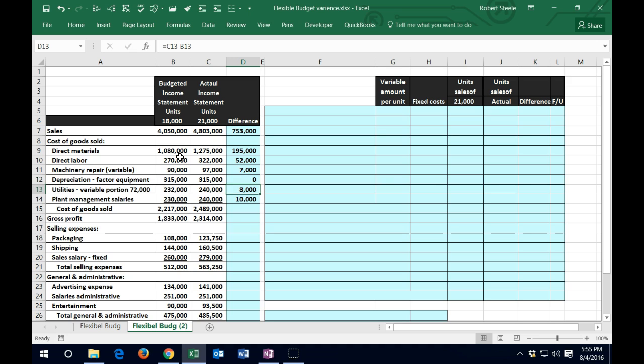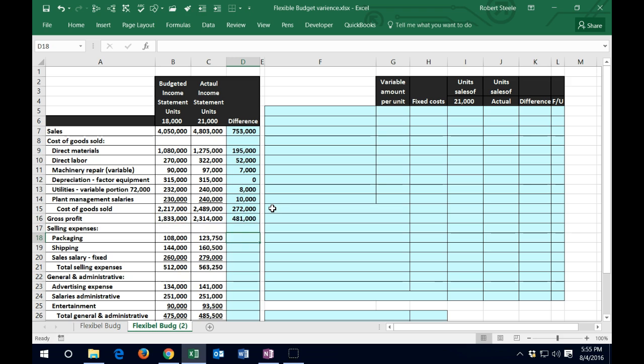Utilities has a variable portion. The plant management salaries should be fixed. So notice that one's different, even though it is a fixed salary. That's a little bit unusual. We've got the 2,000,004 in the total cost minus this one. And so there is that. Then the gross profit is going to be the 2,314 minus the 1,833,000.